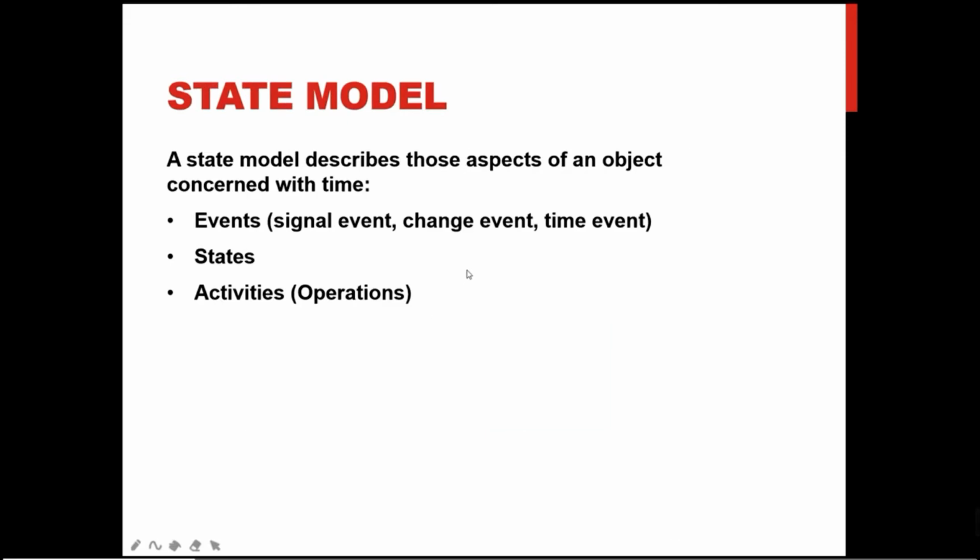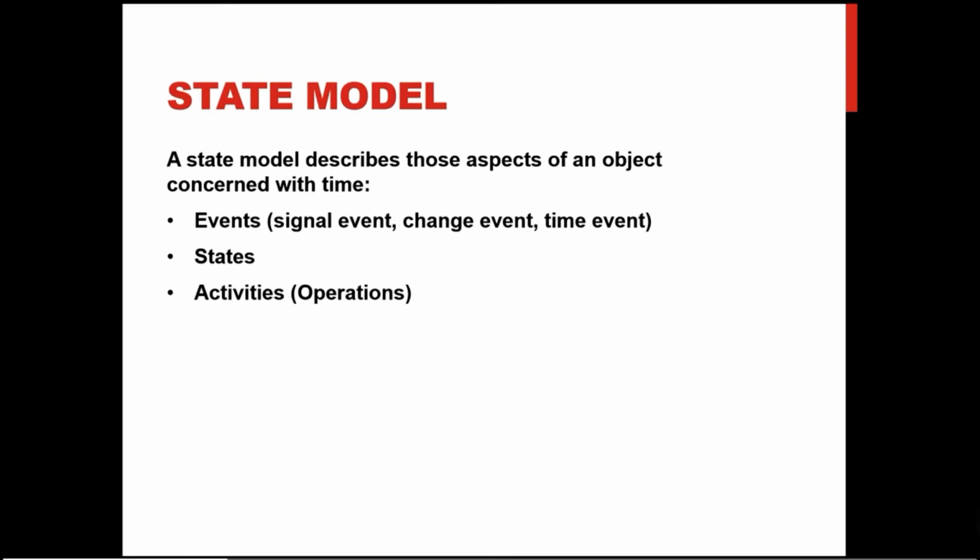The state model describes the aspect of an object concerned with time. It means that we have three important concepts: events, states, and activities. In the state diagram, one object has different states. The states are a kind of abstraction of different values for the attributes and links. And there are three kinds of events: signal event, change event, and time event.